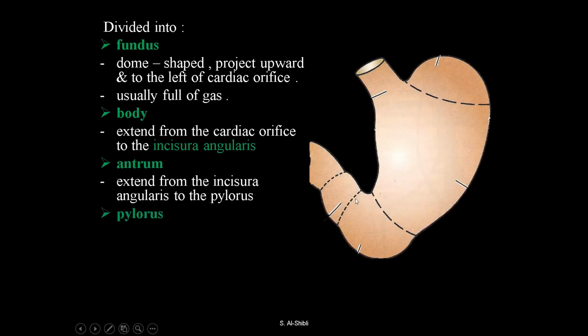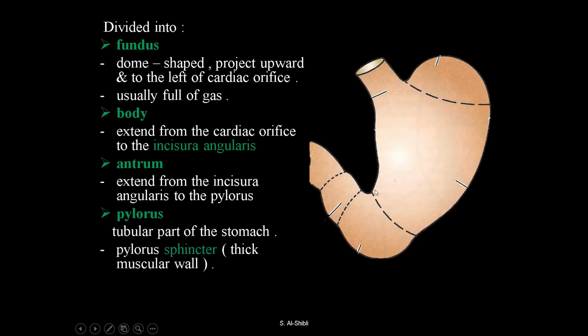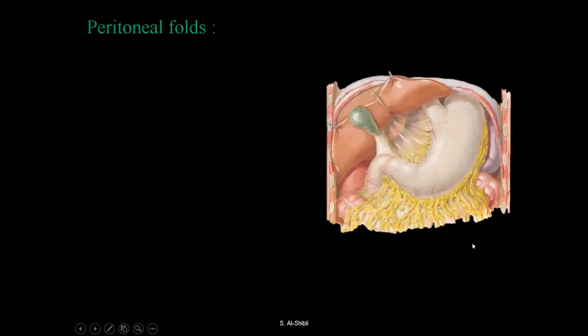And we have the antrum, from the incisura angularis to the beginning of the pylorus. And finally, we have the pylorus portion, which is a tubular part of the stomach. And it has the pyloric sphincter, which is a real anatomical sphincter, not like here. Here we have a very thick muscle that represents the anatomical sphincter. Okay, then we have the pyloric canal.